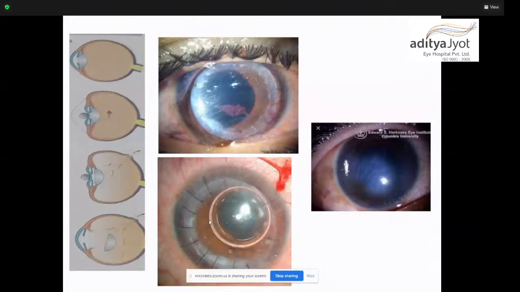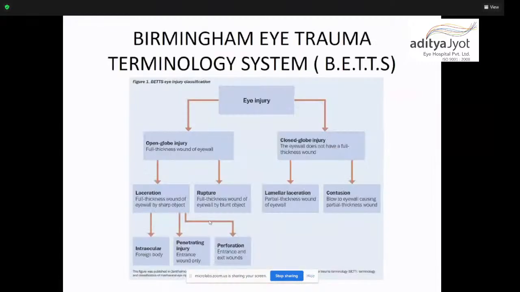When you have a penetrating injury with a sharp object, it is called a laceration, a corneoscleral laceration. And then if it's an entry and exit wound, it's called a perforation. So that is what is given in the Birmingham eye trauma terminology system.